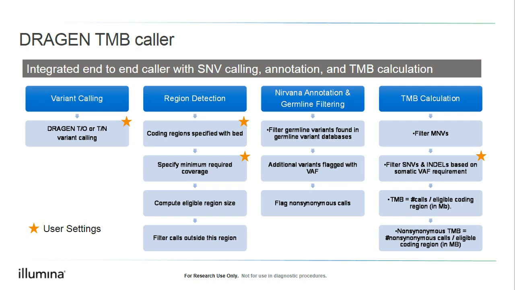The output of the TMB caller is essentially a metric file that will tell you the number of calls, it will tell you the eligible coding regions, but it will also give you the non-synonymous TMB and the associated calls with that. So it's a fairly integrated step, but still gives you all the capability to tune it based on the type of panels or the exomes or the whole genomes that you have.